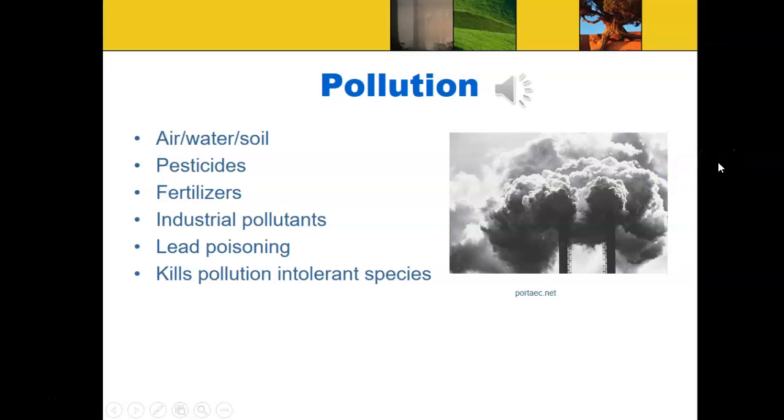Pollution: air, water, soil pollution, basically due to pesticide, fertilizer, industrial pollutants, lead poisoning, and basically they're going to kill species that are very intolerant to pollution, and again, it increases the likelihood that species can become extinct. So when we pollute or we toxify their home or their habitat, they aren't going to be able to survive, and thus we start to lose species.